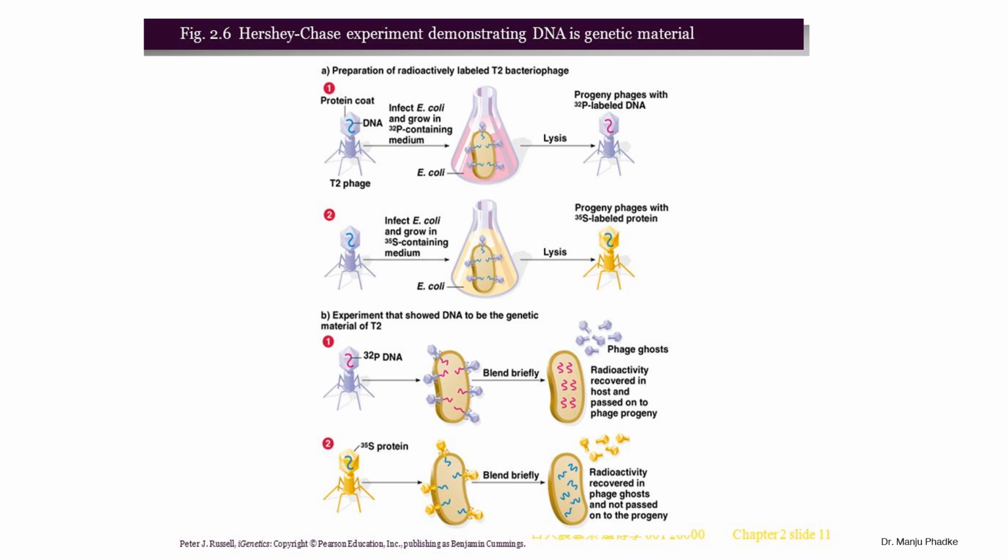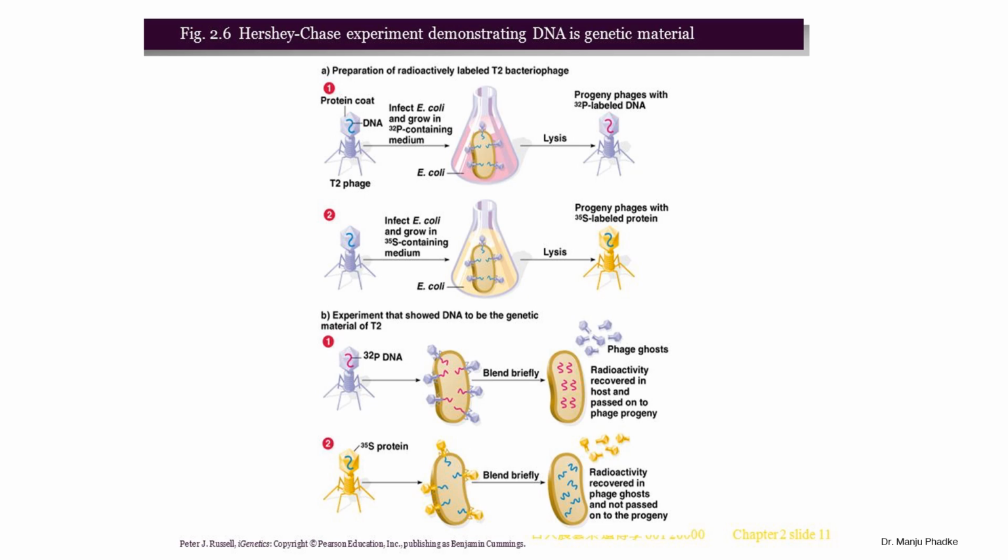We know that only genetic material is passed from parent to progeny during the lytic cycle and the phage reproduction. Protein is not passed. Hence, the progeny did not show presence of any labeled protein. So this amply proved the fact that DNA was the genetic material in phage T2.